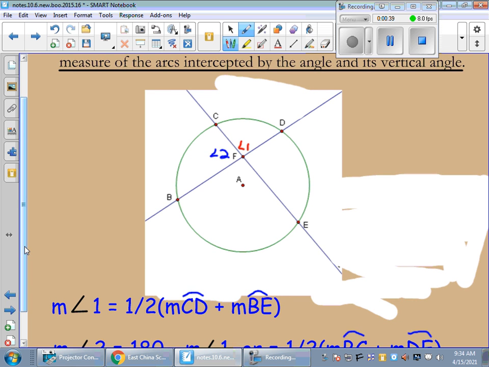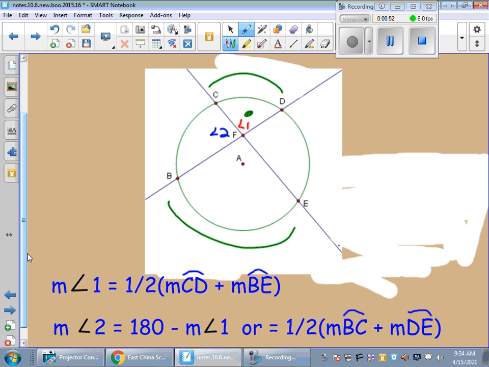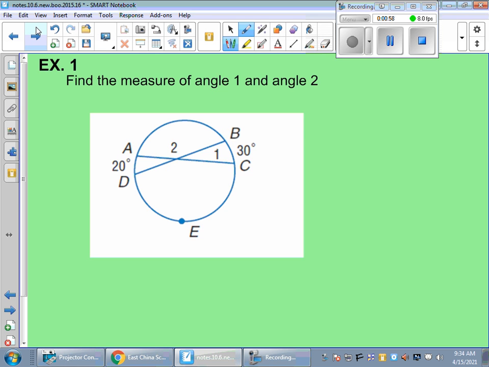So let's find the measure of angle 1. Here's the measure of angle 1 right here. You have arc CD. You add that with arc BE. You add those two together and you divide by 2. In order to find the measure of angle 2 right here, remember this is a straight line, so I'd go 180 minus the measure of angle 1. So exact setup here for the next problem.